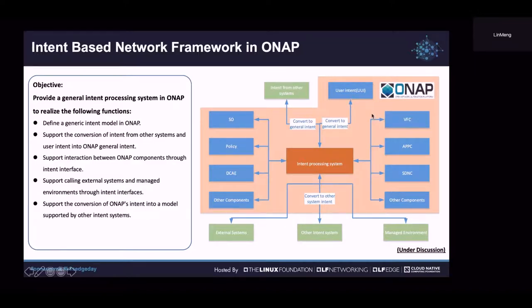The user intent from the northbound will be converted to the general intent and go into the intent processing system. The intent processing system will then realize the functionalities described in the left box by interacting with the existing ONAP modules, and then convert the general intent to other system intent and also interact with other systems and intent systems.